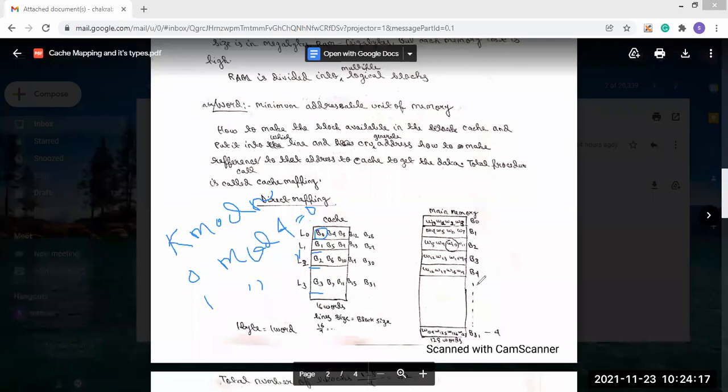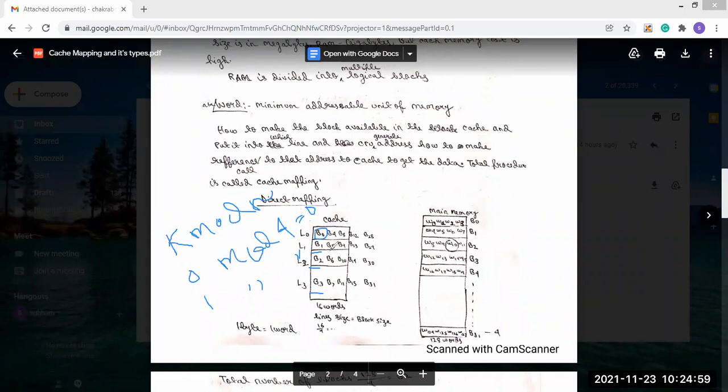Then again block 4. So 4 mod 4, the remainder is 0. That means block number 4 will go to L0 again. Then block number 5, then block number 6, using this formula K mod n, we will accommodate the blocks into the particular lines. If we go like this, then all the blocks will be placed. The last block, block number 28, will go to line number 0.